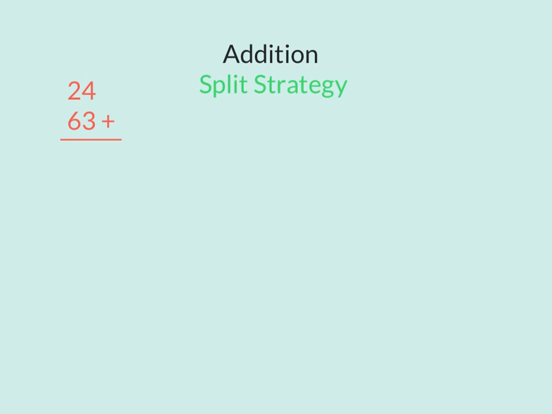Hi guys, today in addition we're looking at the split strategy. We're going to be looking at the algorithm 24 and 63. Okay, so let's have a look at our numbers in our number sentence.